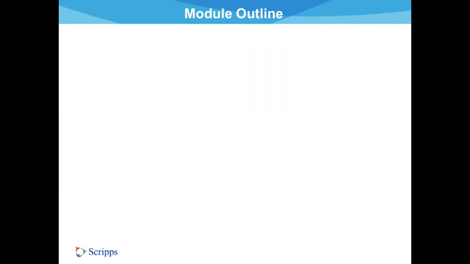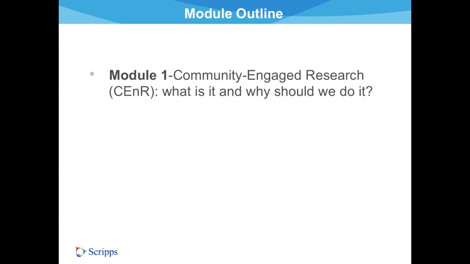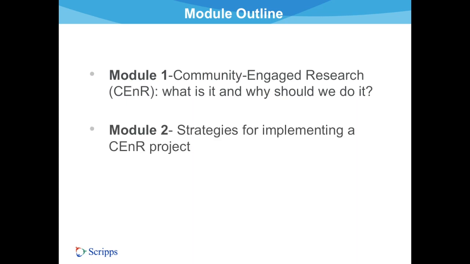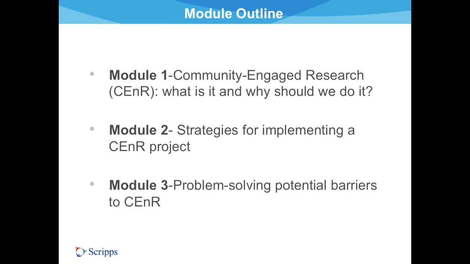This instructional course consists of 3 individual learning modules. Module 1 discussed community-engaged research and explained what it is and why we should consider this type of research. Module 2 assessed strategies for implementing a community-engaged project. You can also review either of these modules as needed. In this module, we will review potential barriers to successful research and consider solutions to these problems.